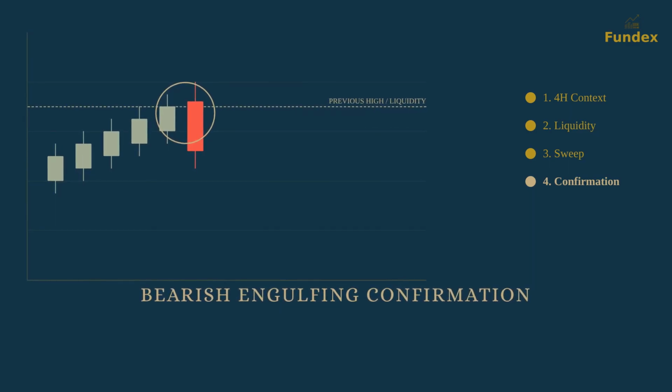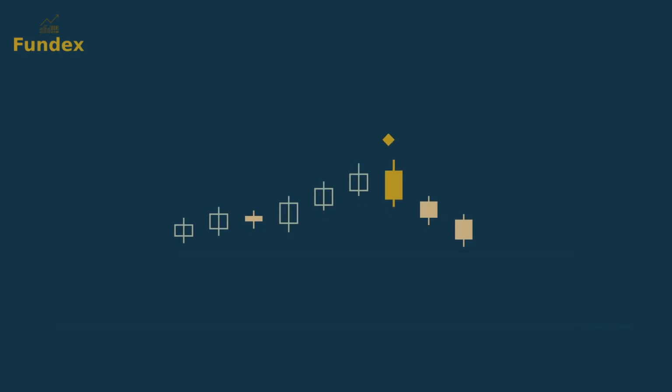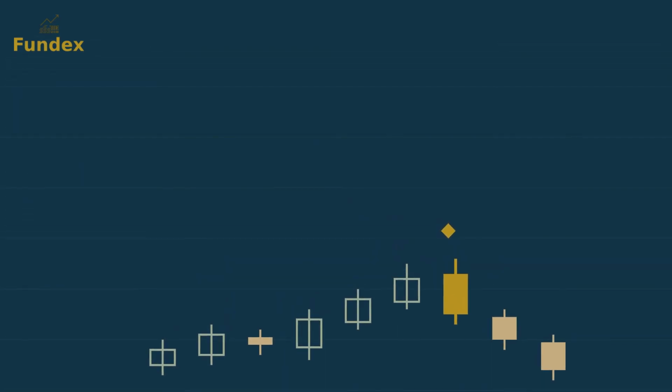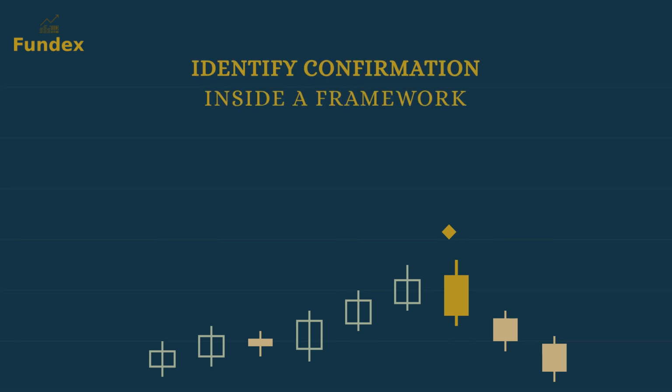The 4-hour chart gave me broader context. Price moved into liquidity. Liquidity was taken. The market reacted. And now the 1-hour chart is giving me bearish confirmation. That is very different from randomly selling every bearish engulfing candle on the chart. The indicator is not making the decision for me. It is helping me identify confirmation inside a framework.